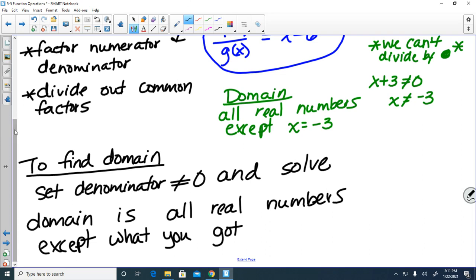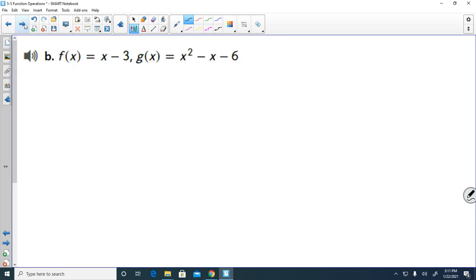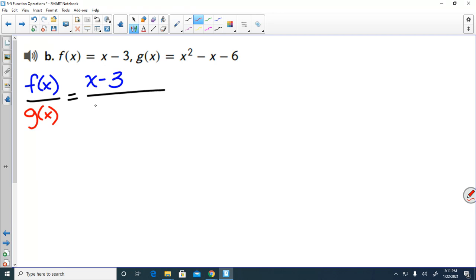So I think, do we have another example? Yes, we do. I think part B. Okay, so I cut off the directions here, but this is part B. I need to find f over g. So I need to find f of x divided by g of x. I'm going to make that red. All right, so f of x is x minus 3. G of x is x squared minus x minus 6.